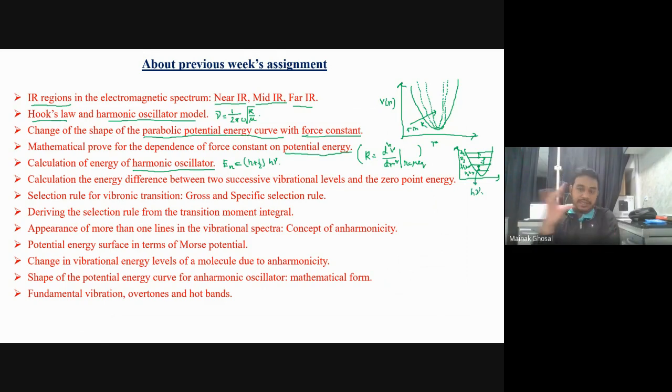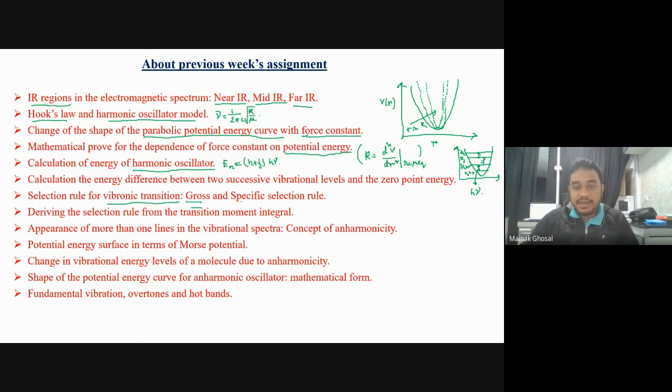So the difference between two energy levels when we are considering simple harmonic motion is only h nu. Then there was a calculation of the energy difference. Then there was the derivation of the selection rule for the harmonic transition, and there two things were discussed.